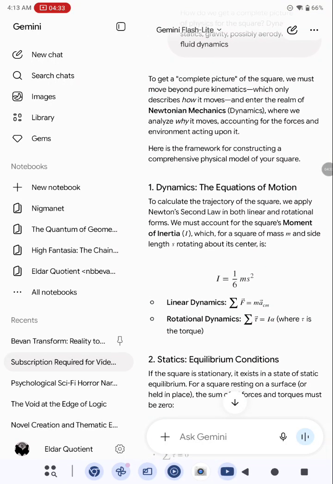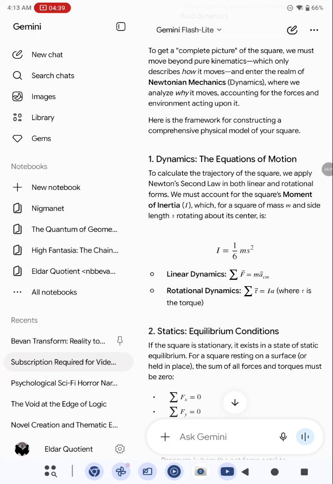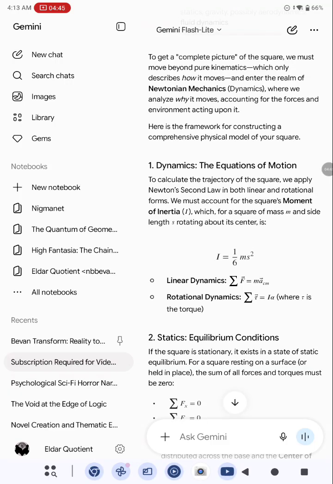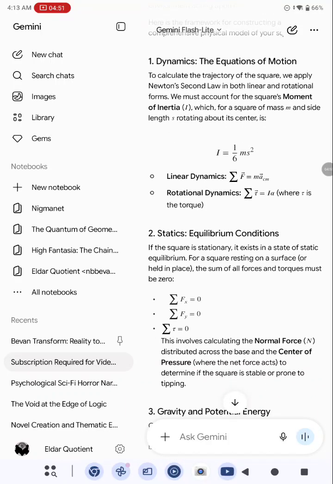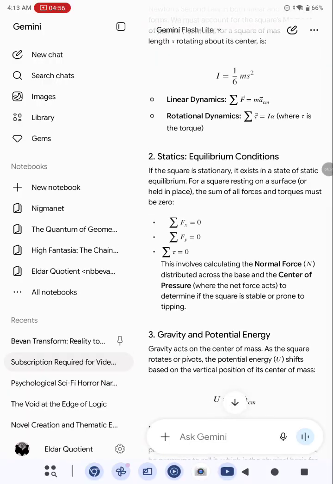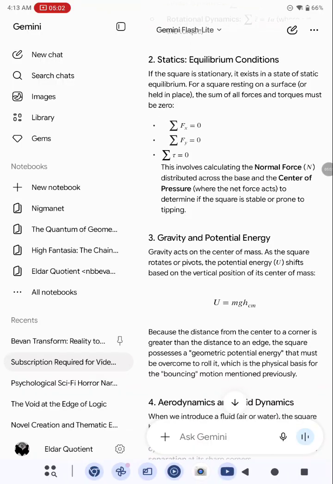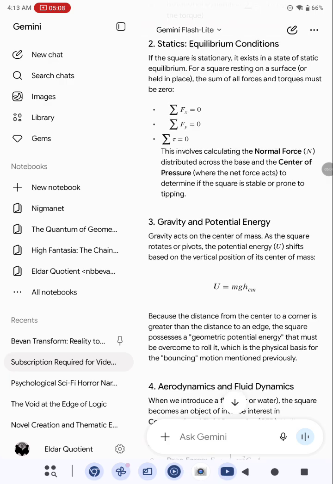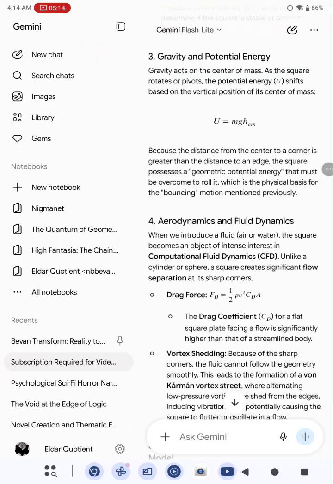To get a complete picture of the square, we must move beyond pure kinematics, which only describes how it moves, and enter the realm of Newtonian mechanics, which is dynamics, when we analyze why it moves. So you're going to have to get equations of motion from that, like F equals ma, from linear dynamics, rotational dynamics. Statics is when it's in equilibrium conditions, like it's not really moving around. It's resting on a surface or held in place. Okay? There's going to be gravity and potential energy.